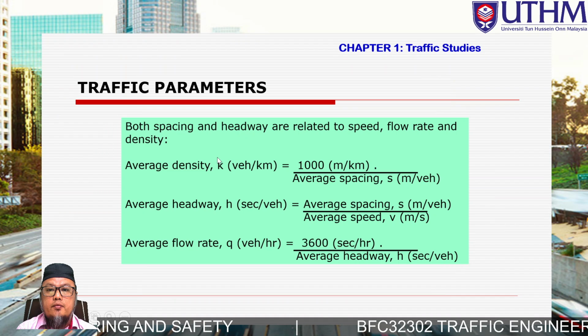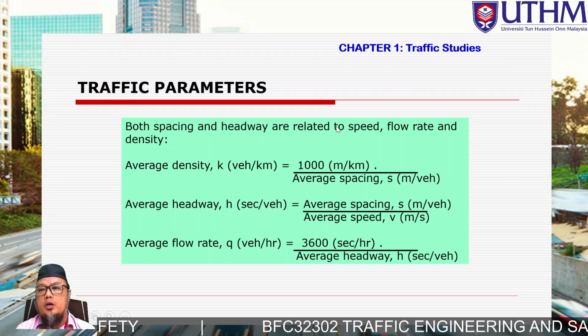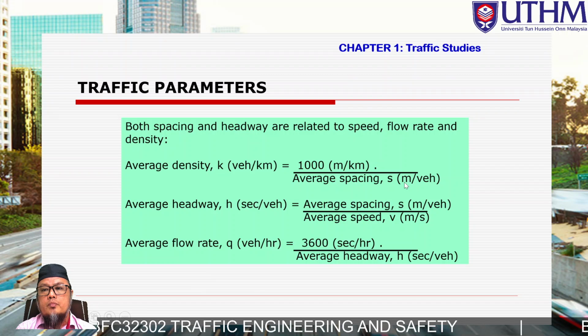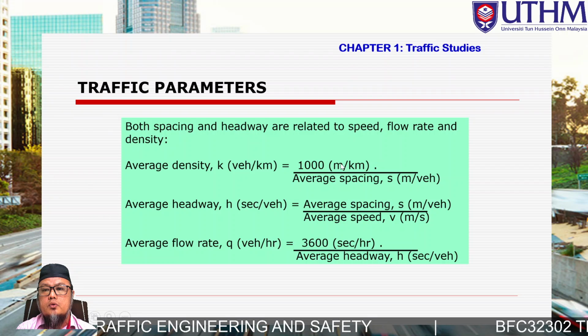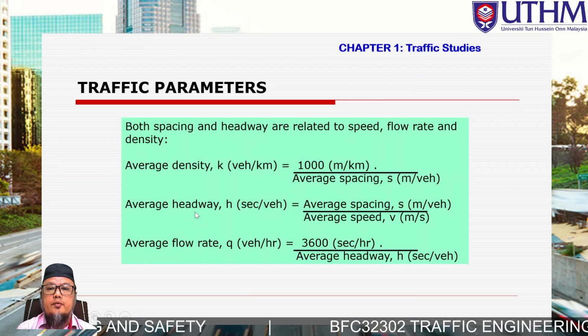Okay, there are other relationships to determine between spacing, headway, speed, flow, and density. Here, average density can be determined from average spacing. Because spacing is in meters per vehicle, we have to convert to kilometers, therefore there is a 1000 conversion from meter to kilometer. Next, headway equals average spacing over average speed.